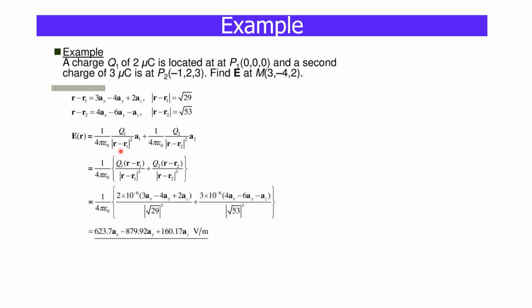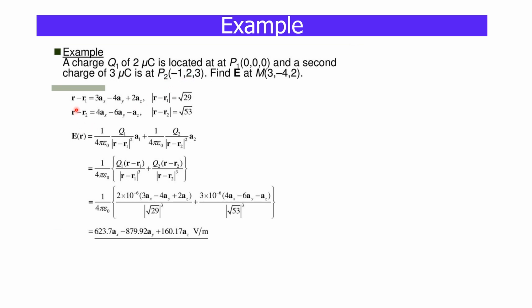As we know the equation for electric field intensity, this is the case of superposition. Two charges are acting. So we know the expression as 1 by 4 pi epsilon naught Q1 by |R minus R1| square A1 bar plus 1 by 4 pi epsilon naught Q2 by |R minus R2| square A2 bar. So we need to find out R minus R1 and R minus R2. What is R, what is R1, what is R2 in this expression? We are finding the electric field intensity at M of (3, -4, 2), so this is R. And point P1 is R1, point P2 is R2.